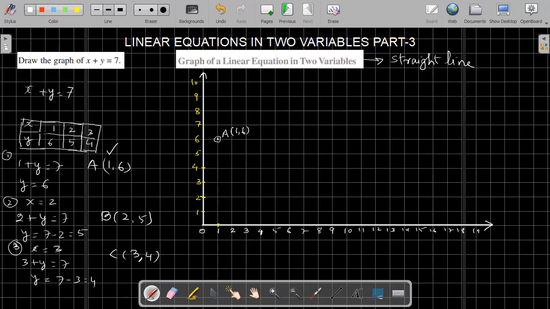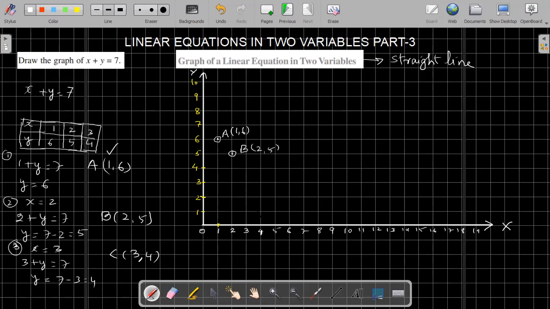Okay. Then we have 2 and 5. The point 2, 5 is this point. The exact point should be taken. This is point B, which is on the x-axis 2 and y-axis 5. You draw a perpendicular from this point on the x-axis. You will meet at 2 on the x-axis and at 5 on the y-axis.